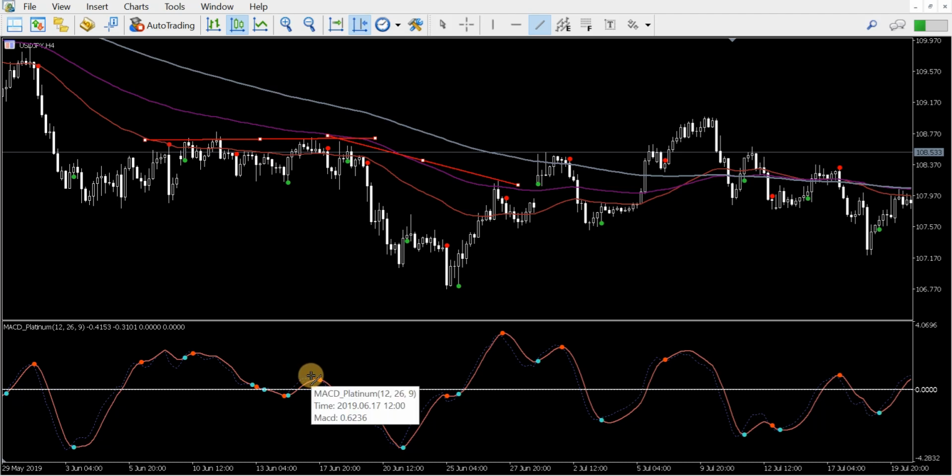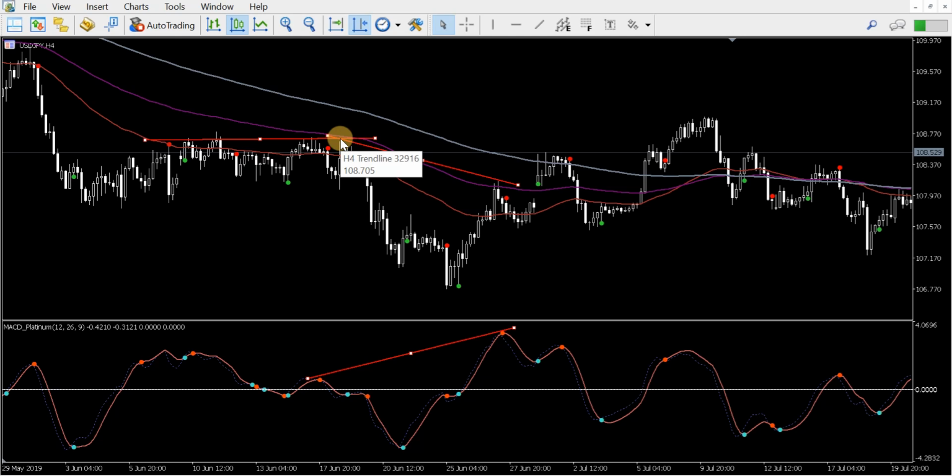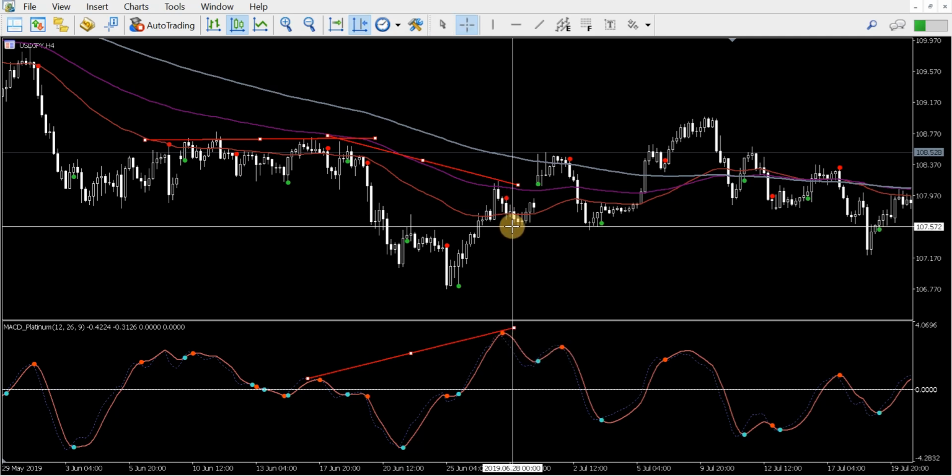That's the low, and that's it there. So you look at that, you've got price heading down, but the MACD platinum is heading up. So we have bearish hidden divergence. So let's see, we take the sell here.